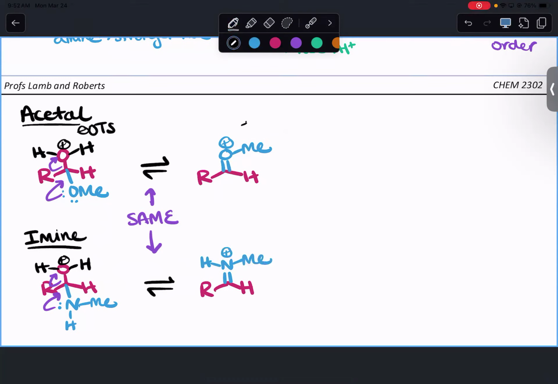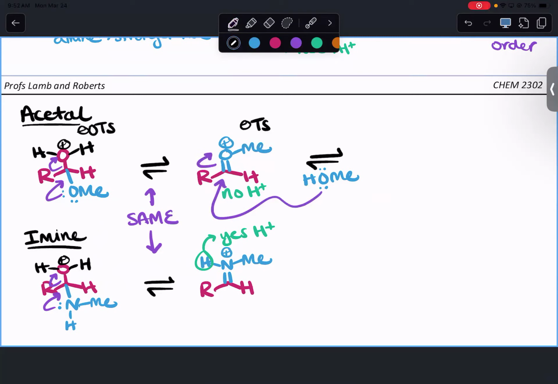Okay, what happens now is that we do have a proton to remove in the case of our imine, but in the case of our acetal, there is no proton to remove. So what happens now? Well, in this case, we're going to take our second equivalent of our methanol and attack in order to generate our protonated species that precedes our acetal.